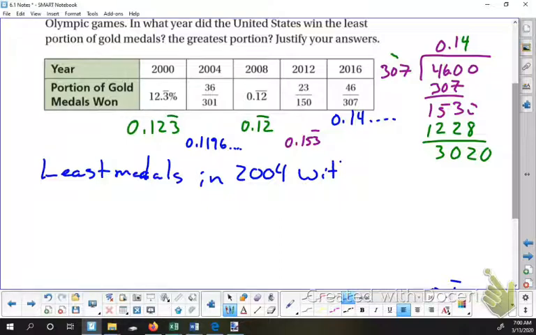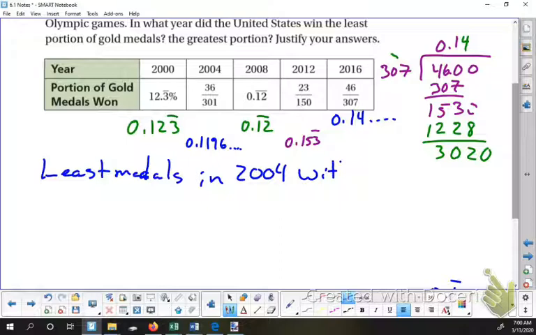All right. Then it says which one was the greatest. Greatest medals in that one. So it's 1.5, 1.4, 1.2, 1.1, 1.2, 2012. And that's with 0.153 repeating. And we did find the repeating there. Okay? So that's what you want to do. I could have stopped at 3 digits because I'd need at least 3 to compare to these two. But I went on because I wasn't sure what I was going to see in the future.